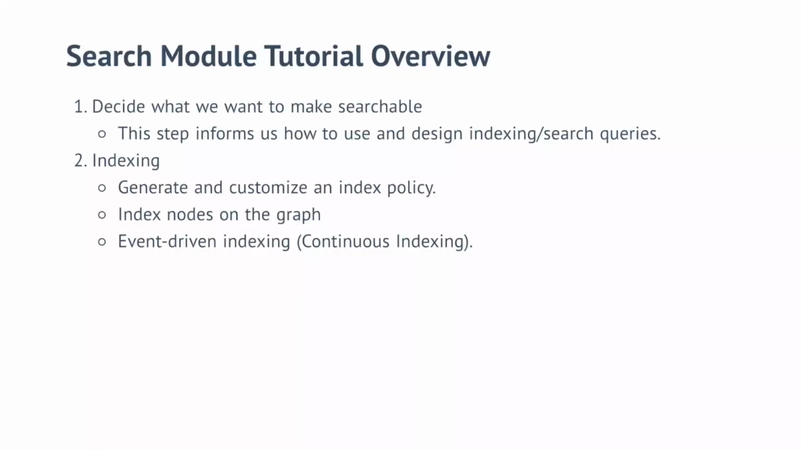To start things off, we'll design features for search functionality. First, we'll decide what information we want to make searchable. This step will inform us how to use and design our index policies and search queries. Then we'll work on indexing. We'll generate and customize an index policy that we'll use to index our nodes on the graph. Then we'll talk about event-driven indexing, also known as continuous indexing.